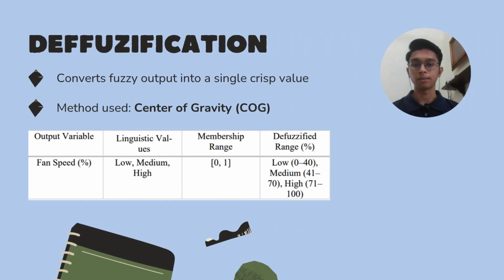Defuzzification is the final step where we convert the fuzzy outputs back into a single crisp value to control the fan speed. In this system, we use the center of gravity method to calculate the exact value. The fan speed output is divided into three linguistic terms: low, medium, and high. Each has a defined percentage range. For example, low covers 0 to 40%, medium is 41 to 70%, and high is 71 to 100%. The system picks the most accurate value based on the combined output of the fuzzy rules.